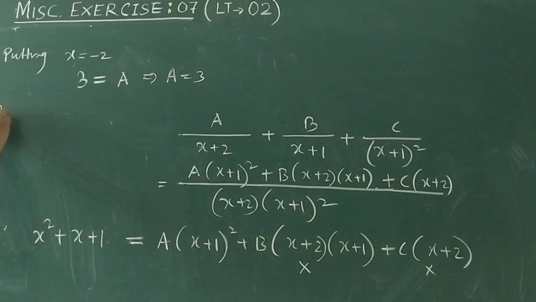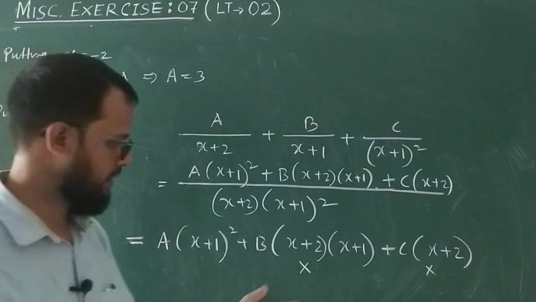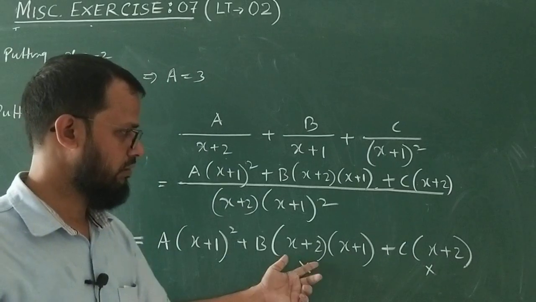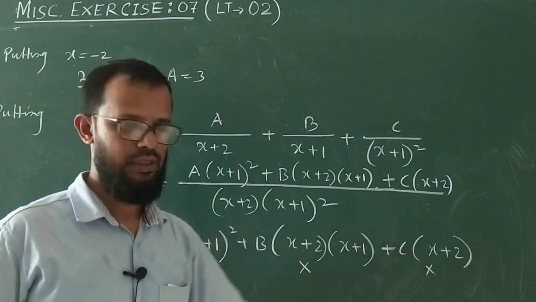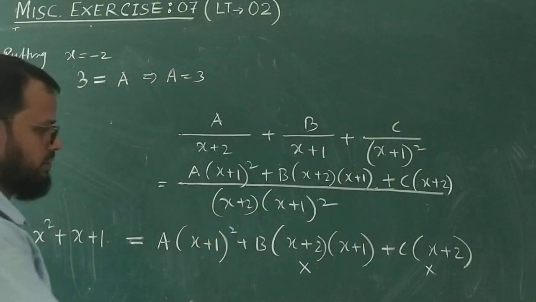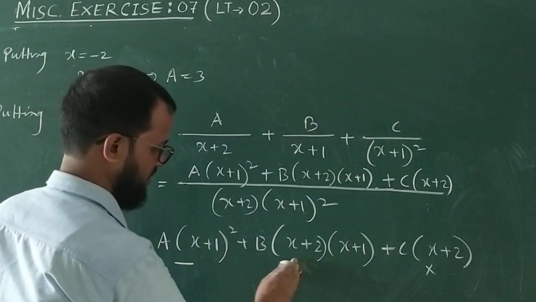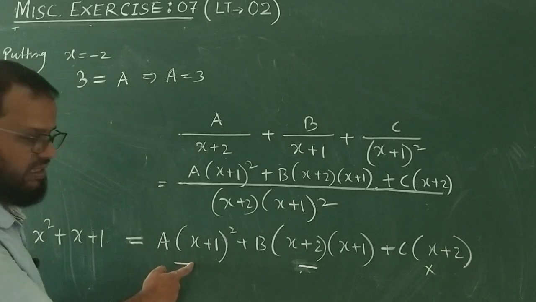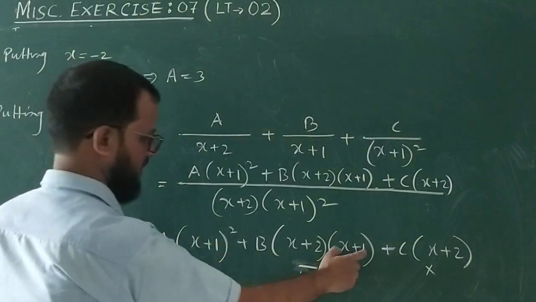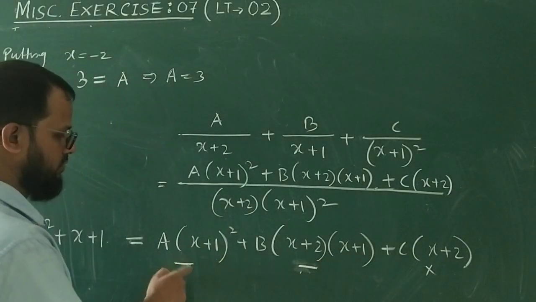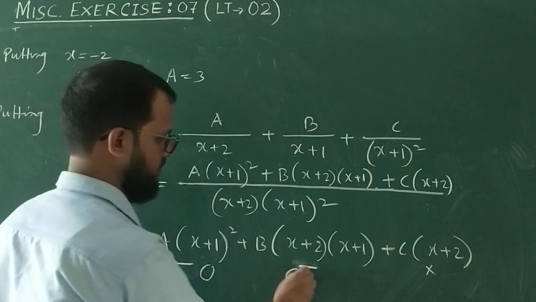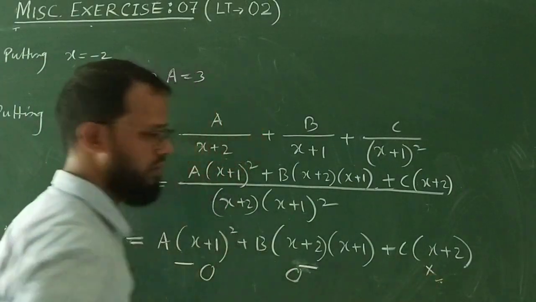Then putting, now your aim is to find the constant b or the constant c. If we find b it is very difficult for you. See, in these two terms, what is the common factor? x plus 1 is the common factor. So if you put x equal to minus 1, then this will become 0, this will become 0, and finally you are getting c.